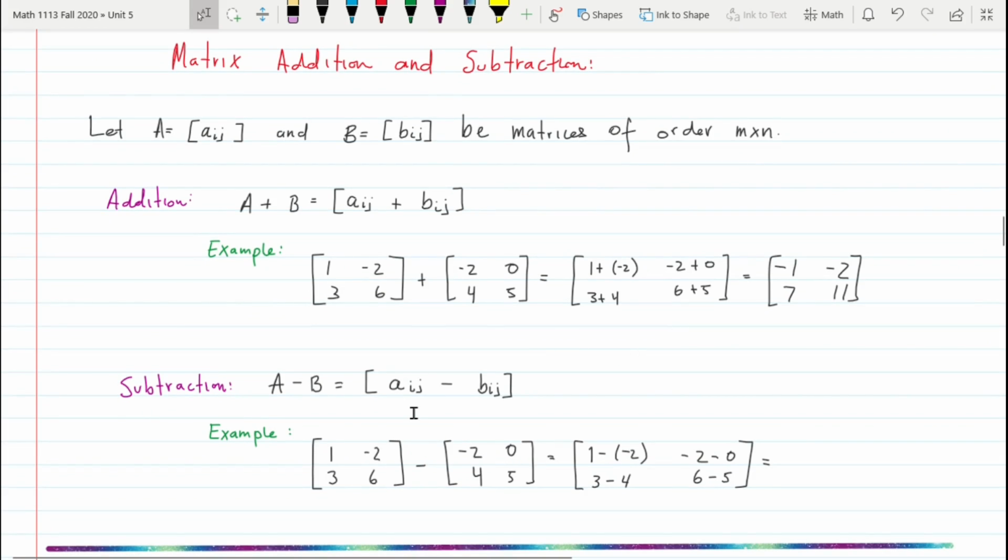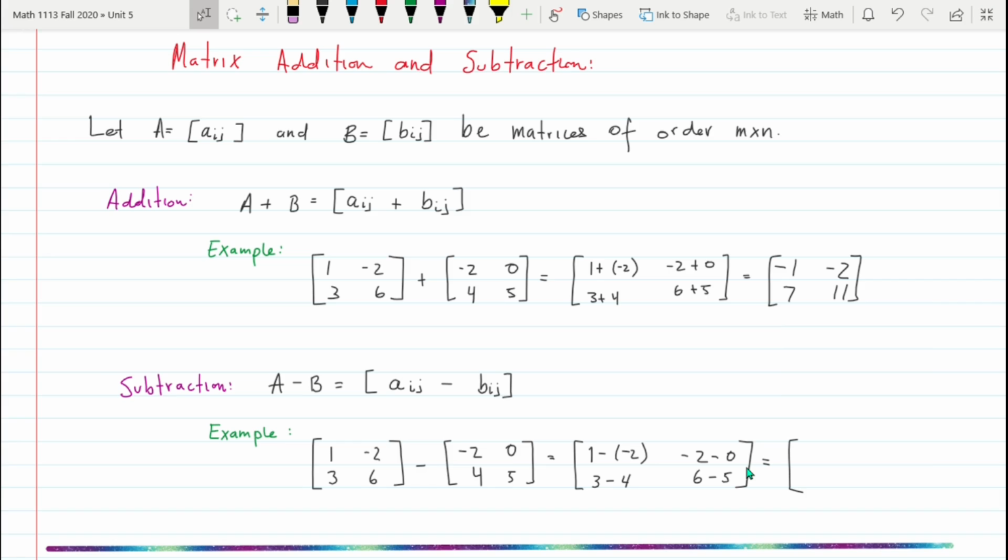Subtraction is just like addition, right? They both have to be of the same order, and you're performing the subtraction between the corresponding elements. So here it will be 1 minus negative 2, which is what I have here. So let's go ahead and finalize that.